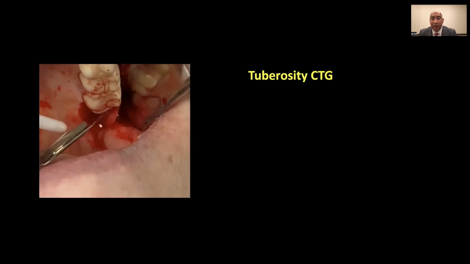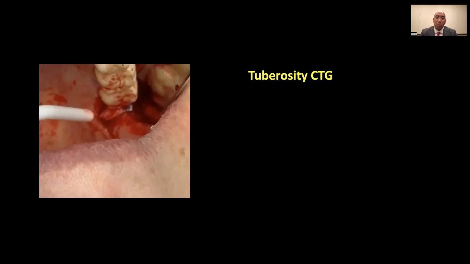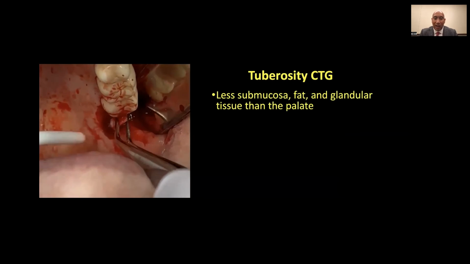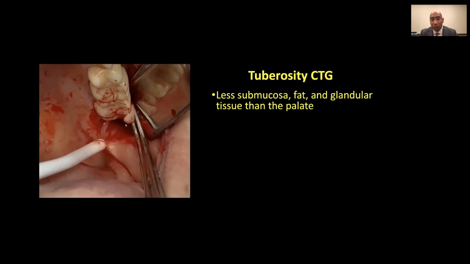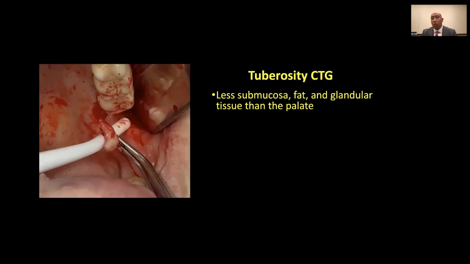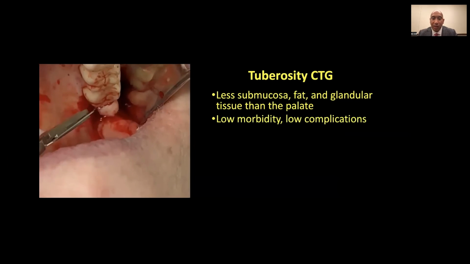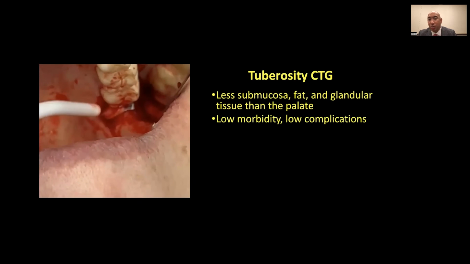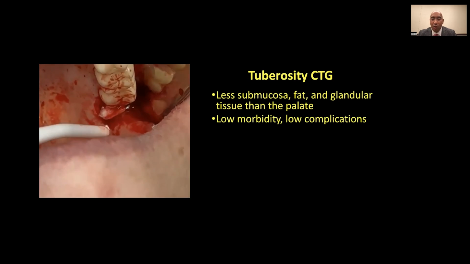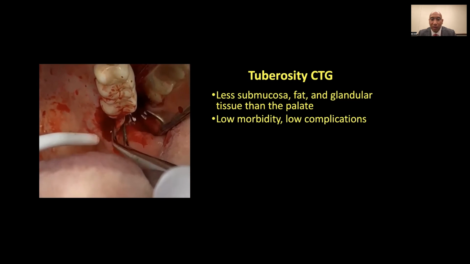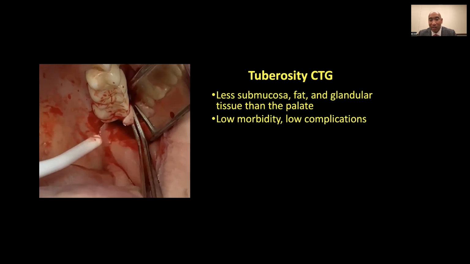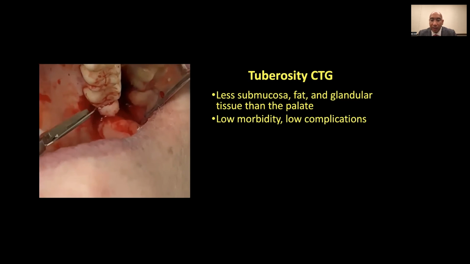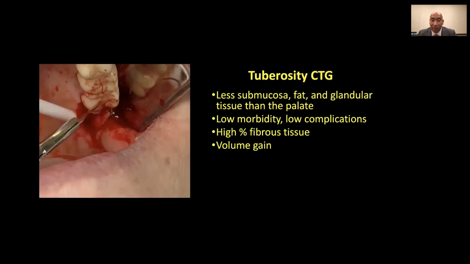And then surgically, I chose a tuberosity connective tissue graft, because I wanted a nice thick graft without hurting her that would stay in place. What we know about tuberosity connective tissue grafts is that they have a very high percentage of fibrous tissue, not a whole lot of fat and glandular material. It doesn't hurt in this area nearly as bad as it would if we went to the palate, and you can get a lot of volume.